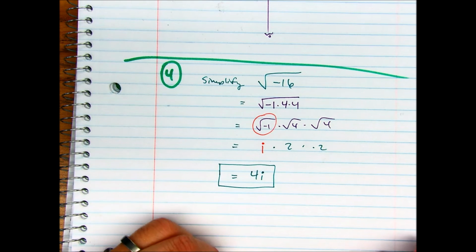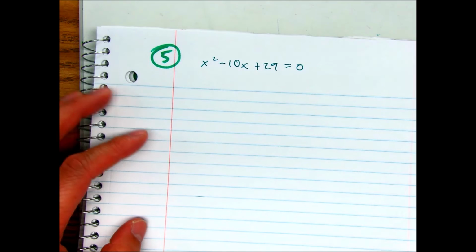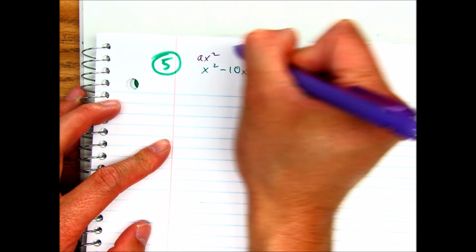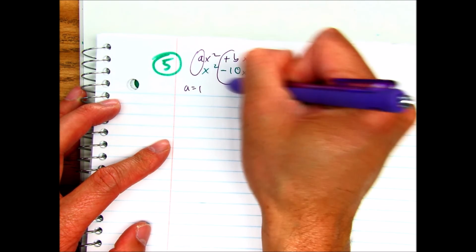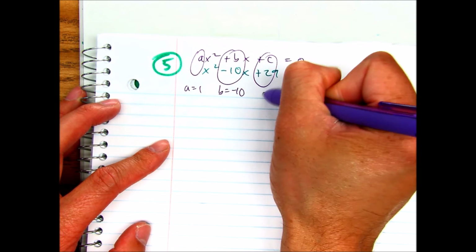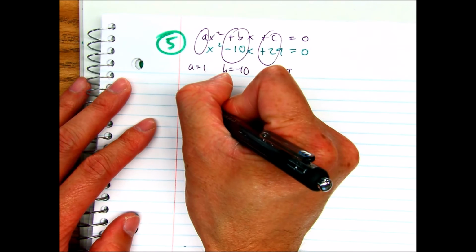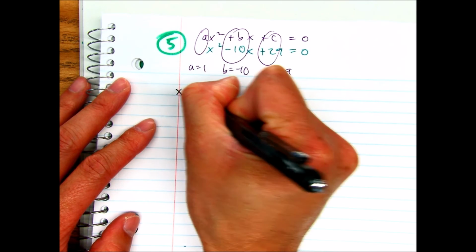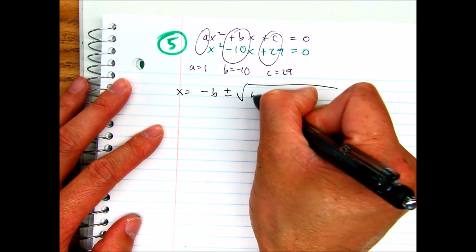And question number 5. Using the quadratic formula, determine the solutions to the following equation. They gave us x squared minus 10x plus 29 equals 0. I have ax squared plus bx plus c equals 0. So a is 1, b is negative 10, c is 29. Class, tell me the quadratic formula. x equals negative b plus or minus radical b squared minus 4ac, all over 2a.